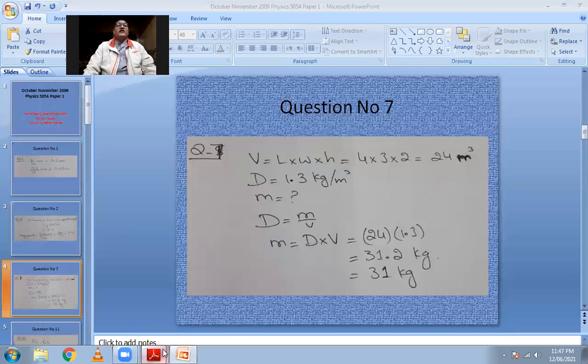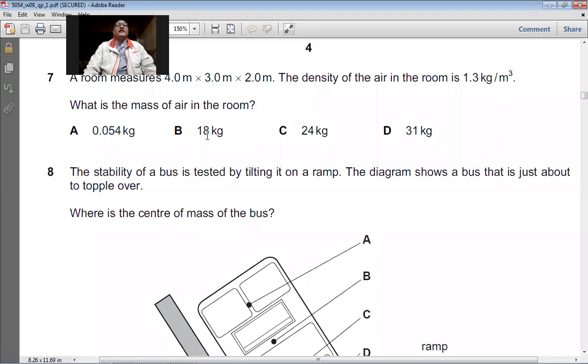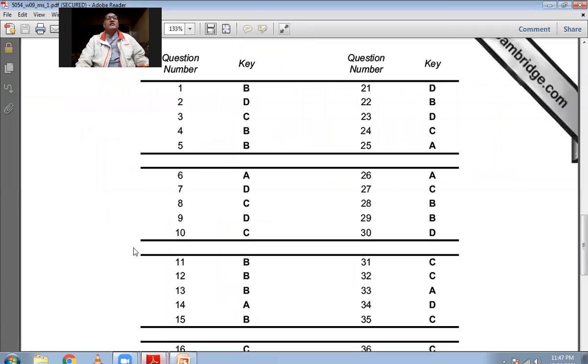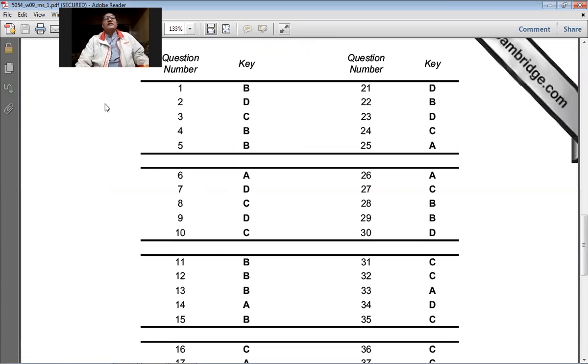So let's check. 31 kg is the answer, we think. I think D is the right choice. Question number 7, D is the right choice.